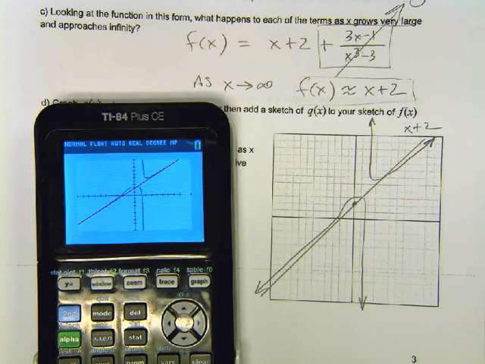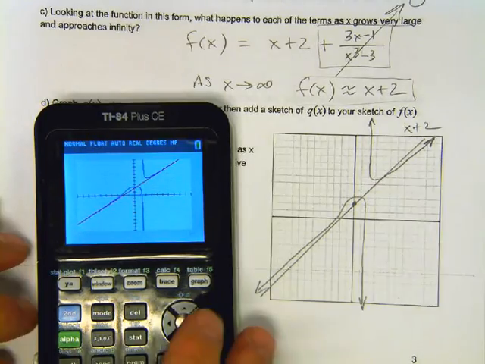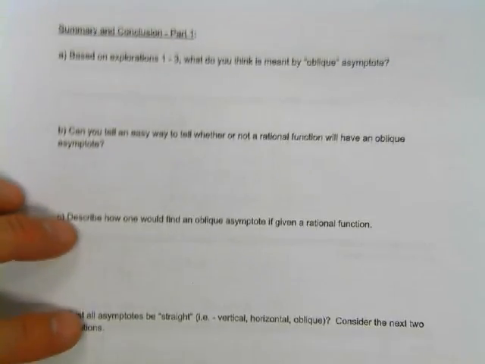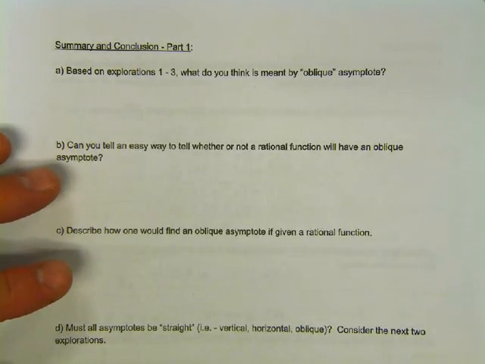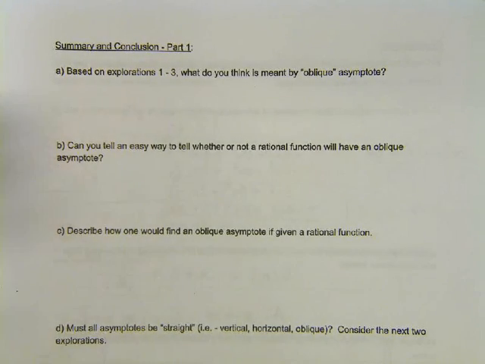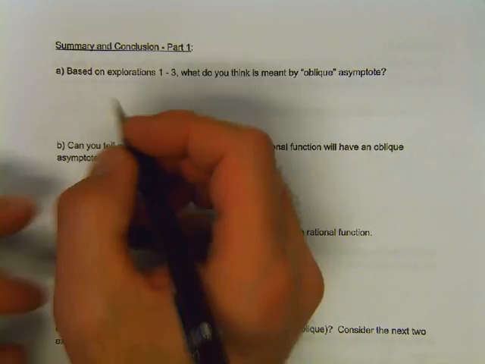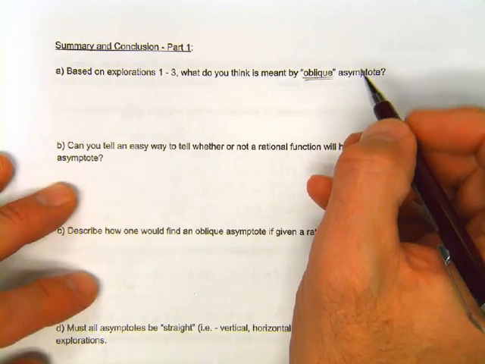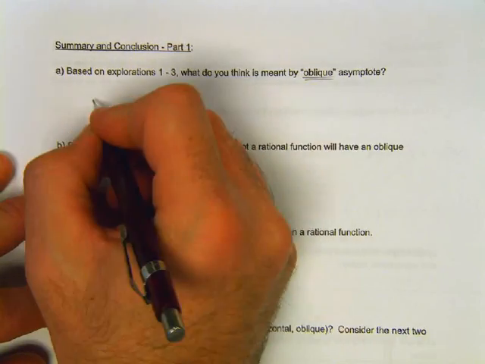All right, we should do one that's a little more complicated. Oh boy. Okay. I like it. Yeah, but this is when it starts getting fun. Oh, we can ask some questions here. Let's do this first. Based on explorations 1 to 3, what do you think is meant by oblique asymptote? What do you think? What is meant by oblique?